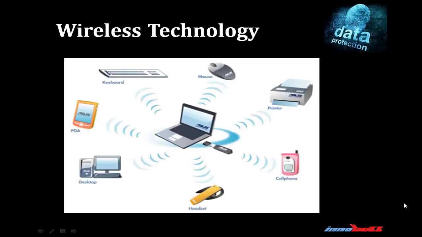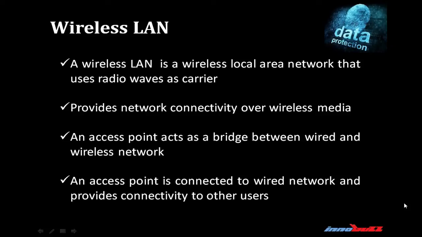You can see a diagram of how various wireless communication devices communicate and provide a proper channel for transferring data. What is wireless LAN? A wireless LAN is a wireless local area network that uses radio waves as carrier and provides network connectivity over wireless media.